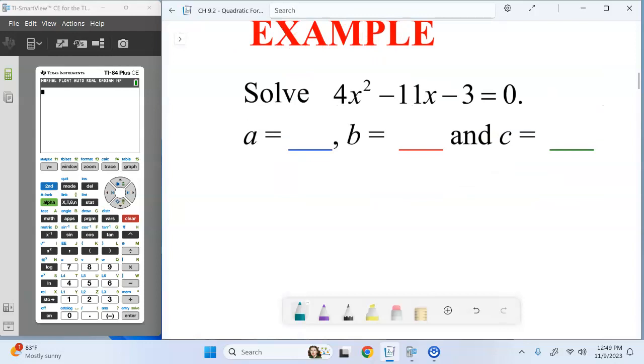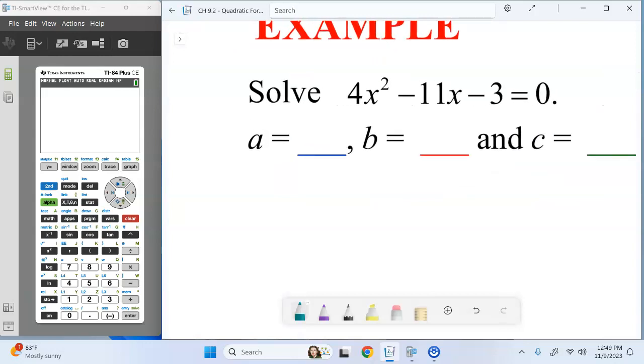Looking at our quadratic, what is the value of a? What's the value of b? What's the value of c? Good. From there, it's just plug and chug. So I want to see you put it into the formula.